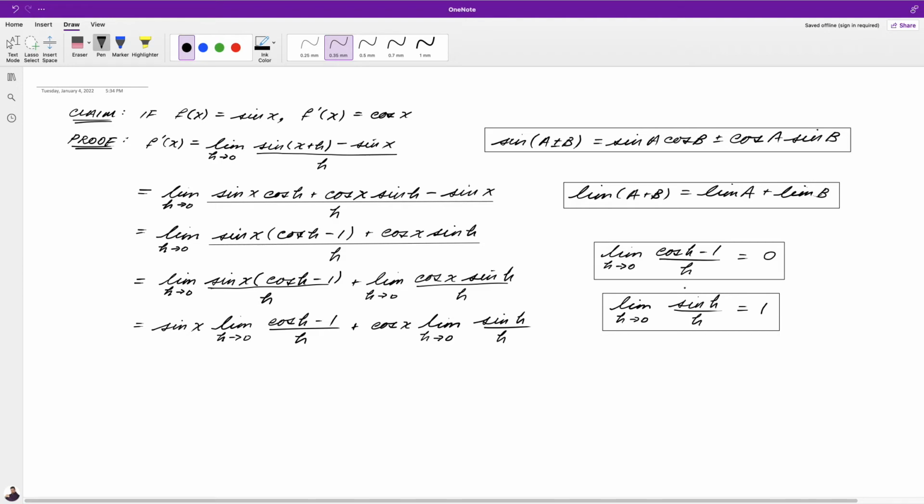But for now, I'm assuming that since the viewer is looking on YouTube for a proof for the derivative of sine of x, that the viewer has taken an introductory single variable calculus course and is therefore comfortable with these two typically provided limits in the class. Well, if that's the case, then this goes to 0, and sine of x times 0 is 0. And this goes to 1, and so we have, at such a juncture, finished our proof. Okay? So there you have it.